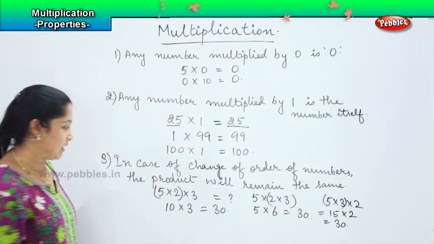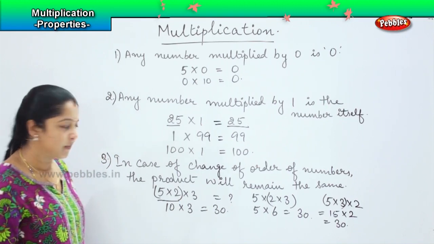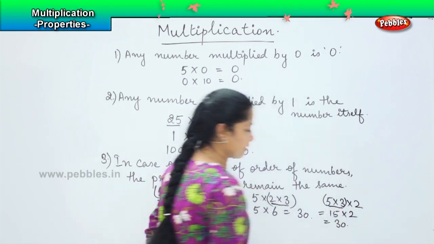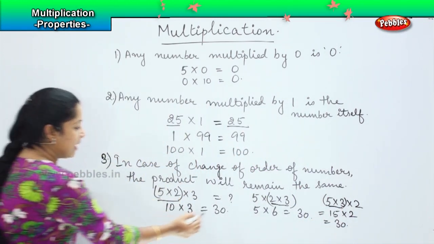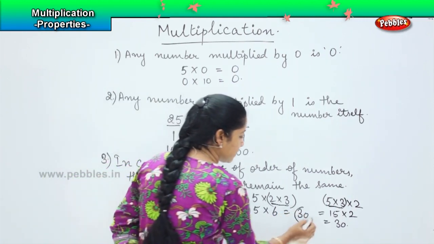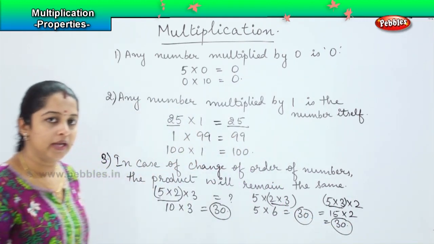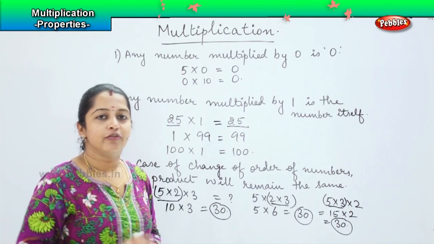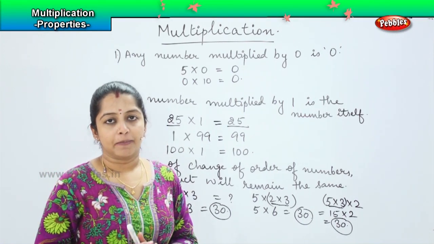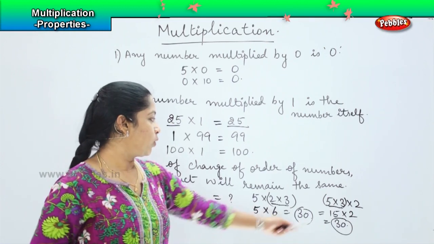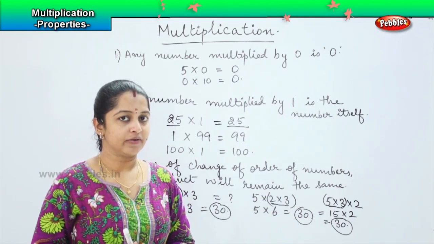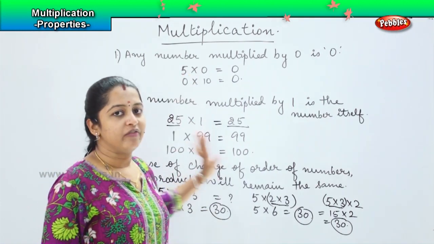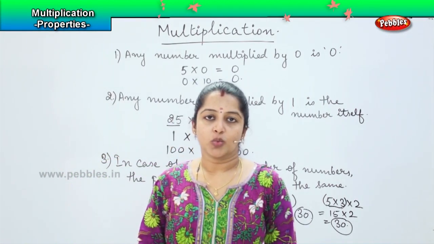So, in this case, if you see, first I group the first two numbers. In the second case, I group the second and third number. And in the third one, I grouped the first and second. So, however I group them, my answer is not changed. The answer is 30 in all the three cases. So, that resembles this property, that in case of multiplication, even if you reverse the number, regroup the number or change the order of the numbers, your product will remain the same. Is it clear, children? So, have you understood these basic properties of multiplication? Based on these, we will be moving on to solve our various questions.